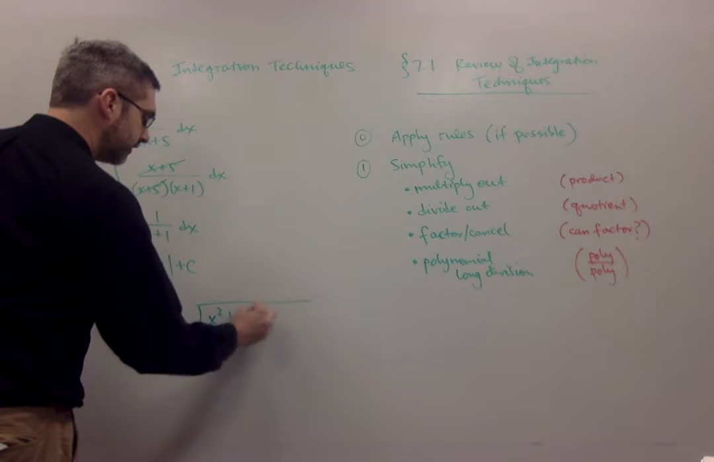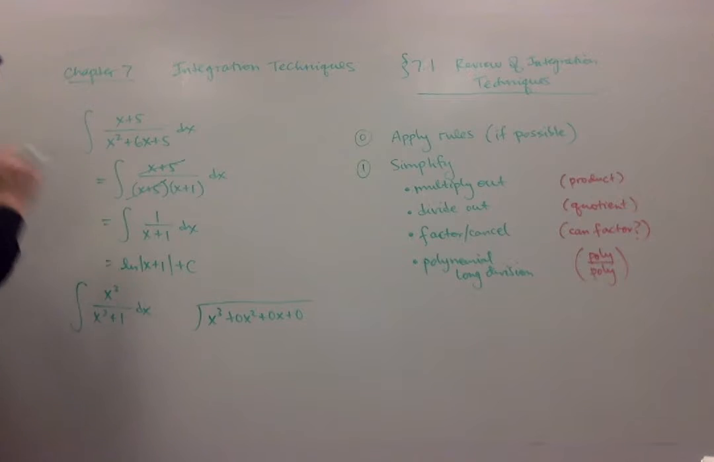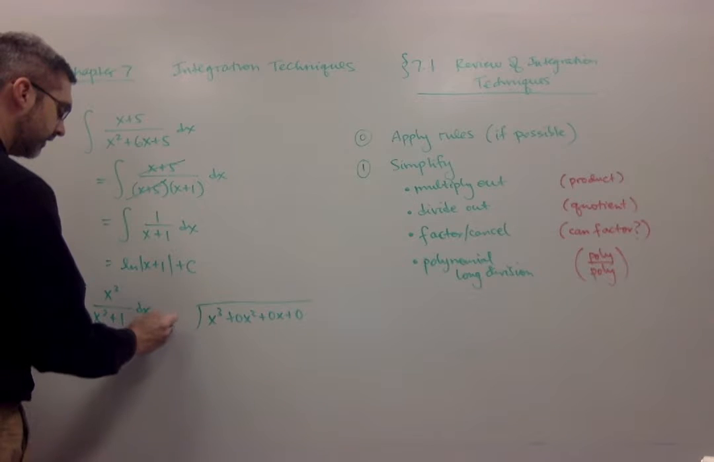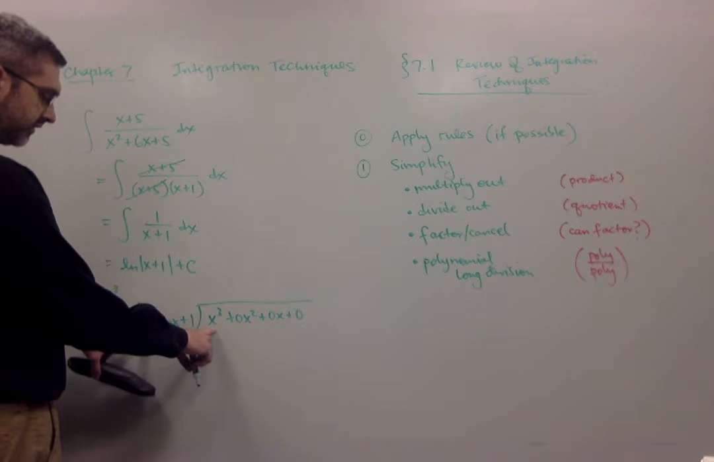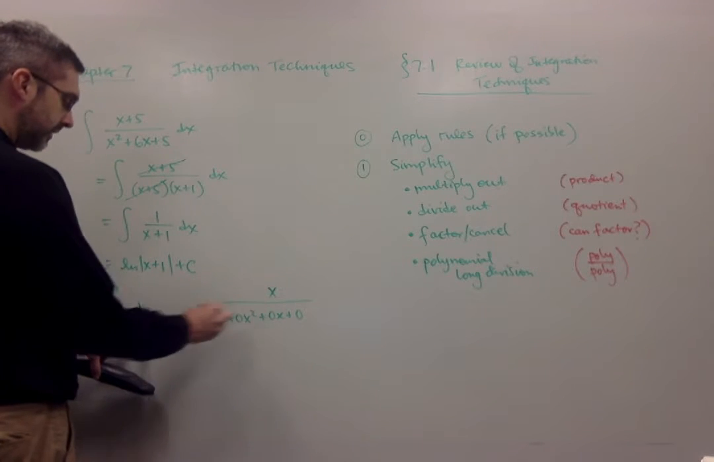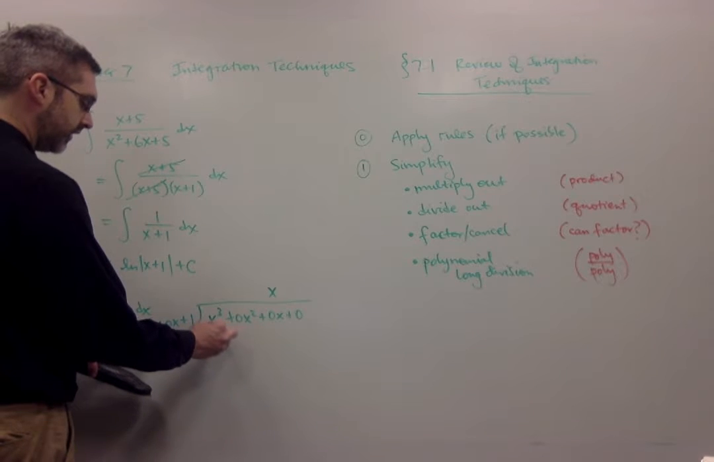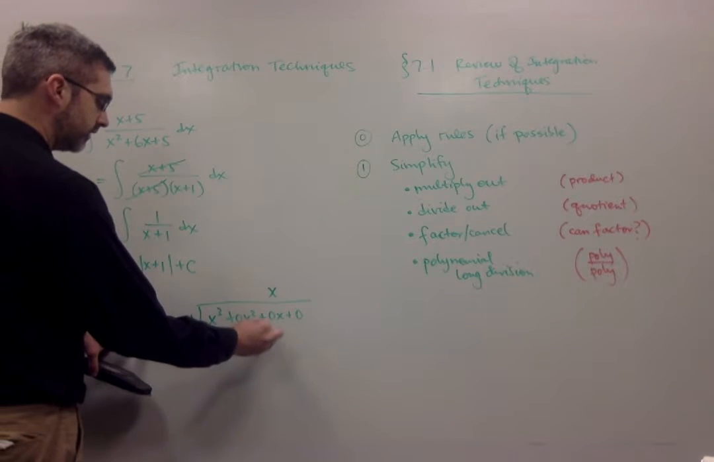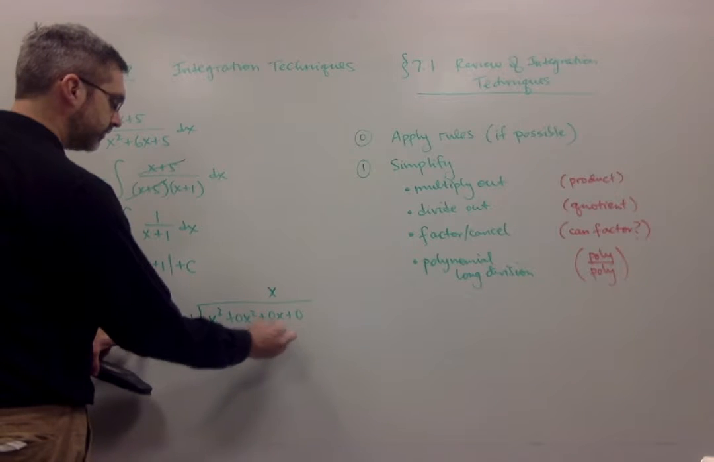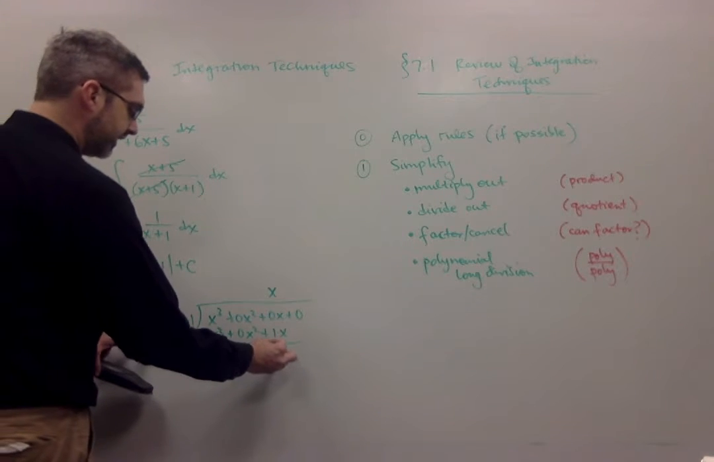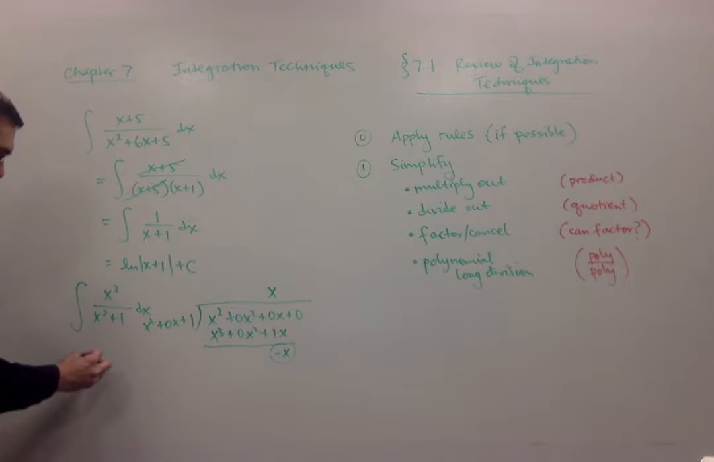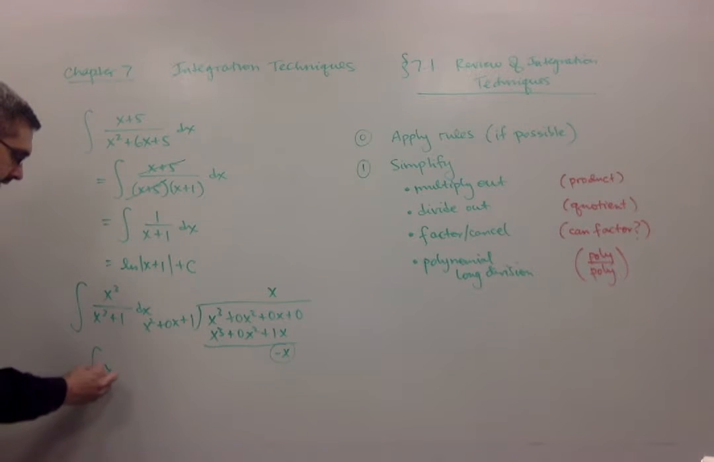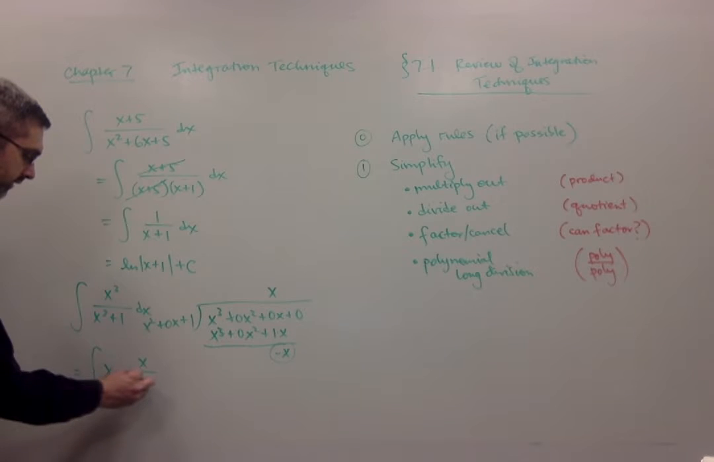And I would need all of these terms. X cubed plus 0x squared plus 0x plus 0. And over here I would have x squared plus 0x plus 1. And then I would say to get x squared into x cubed, I need to multiply by x. So I would have x cubed plus 0x squared plus 1x. When I subtract, I get a negative x, and that's going to be my remainder. So then I'm going to get x minus x over x squared plus 1.